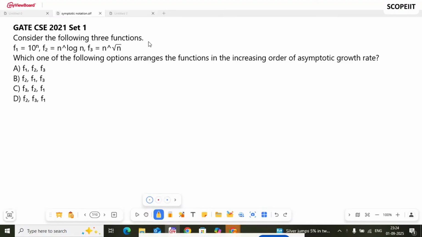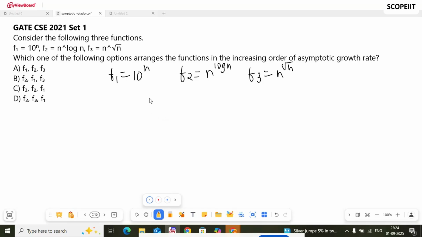Next, this is your GATE CSE 2021 question. Consider the following three functions. f1, that is 10 to the power n. f2, that is n to the power log n. f3, that is n to the power under root of n. Which one of the following options arranges the functions in increasing order of asymptotic growth rate? Here also we need the increasing order.